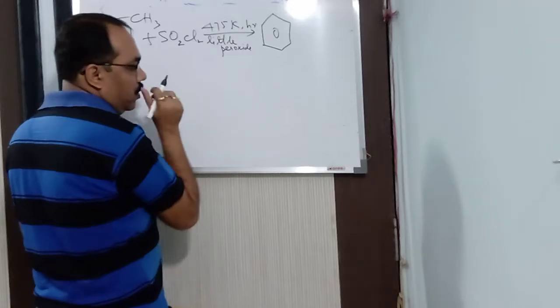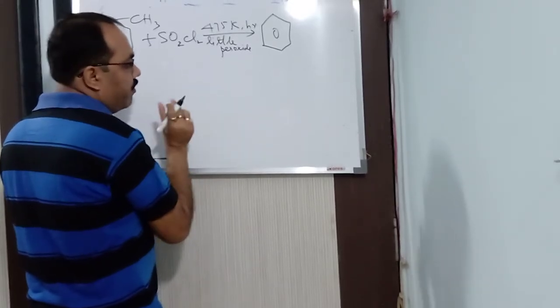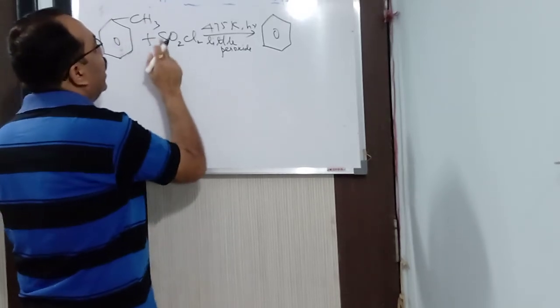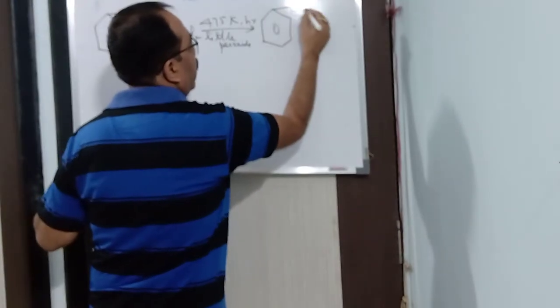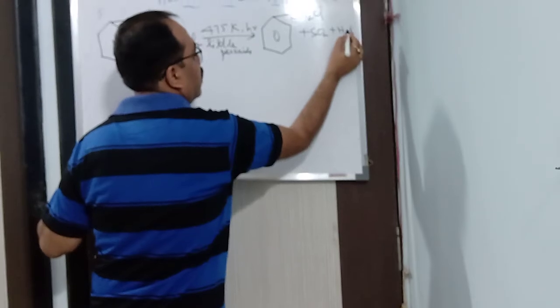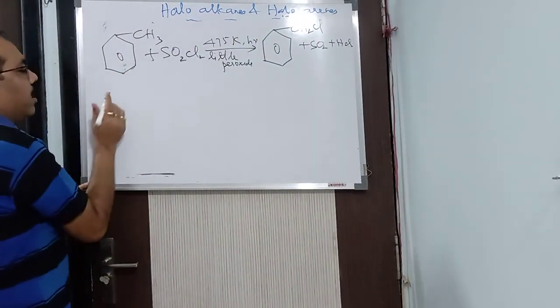So it is going to be a free radical substitution reaction. Hence chlorine will replace the hydrogen atom. So what I am going to get is C6H5CH2Cl plus SO2 plus HCl. This we have done in alkyl halides, and this I did in aryl halides.